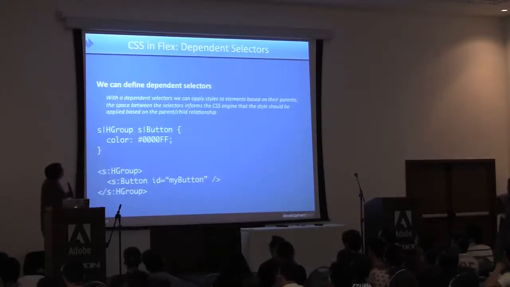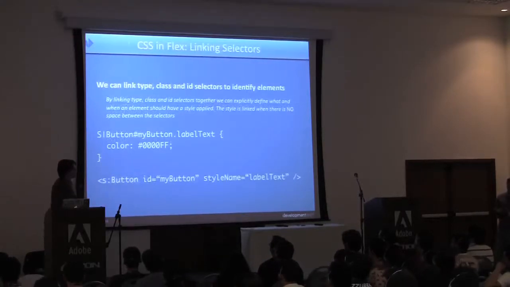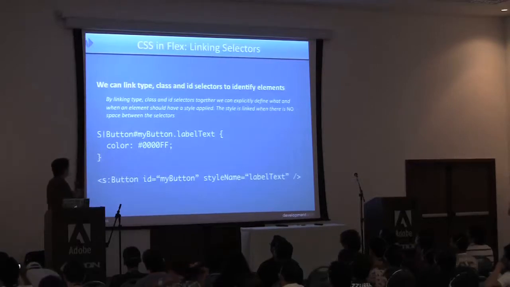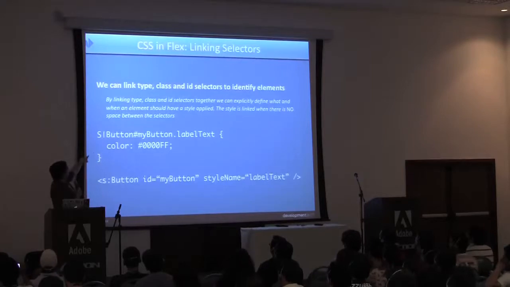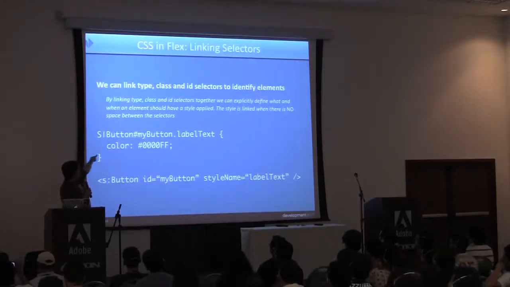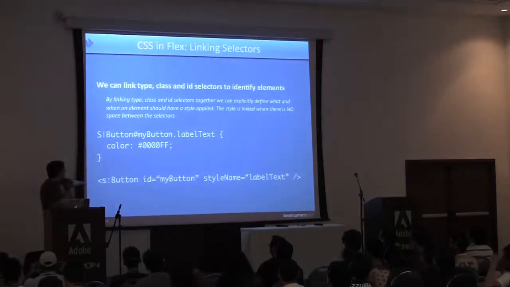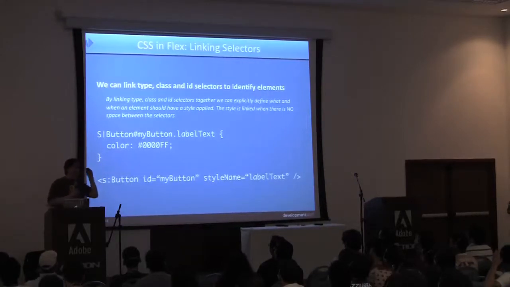And one of the most interesting things we learned is that we have this concept of linking selectors. If you notice, there's no space between this. So now I'm saying I want a button with an ID of my button with the style class selector label text and make that color blue. So you can see here, only this situation would actually come true. When we put no spaces between it, you can really get down and specify exactly in your application when a style will get applied.